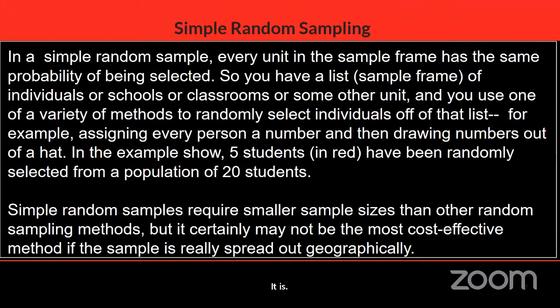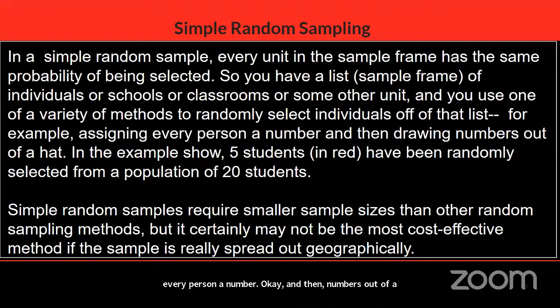We have one which is simple random sampling. In this, every unit in the sample frame has the same probability of being selected. So you have a list, which we call a sample frame, of individuals or schools or classrooms or some other unit. You use one of a variety of methods to randomly select individuals off that list, for example assigning every person a number, and then drawing numbers out of a hat.